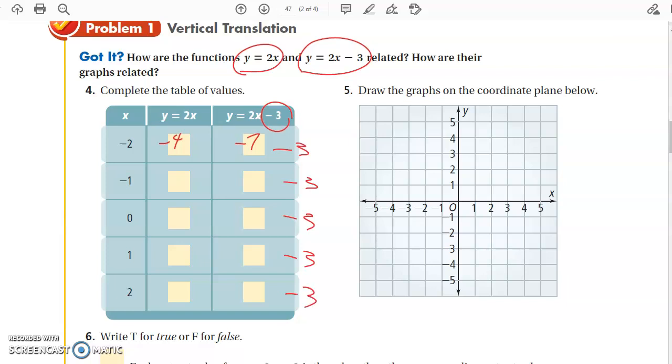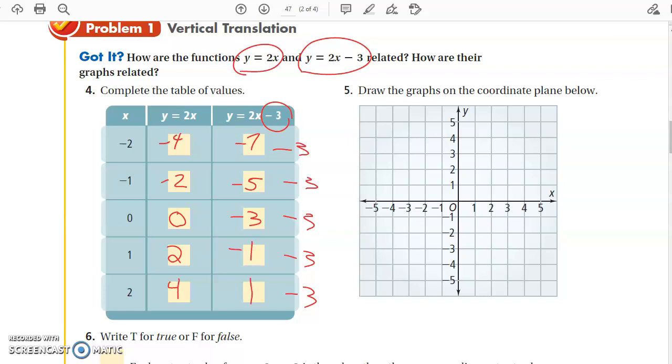So let's watch this. I'm going to fill this in for you. You can follow along and fill in at the same time. Those are my first answers, and we just subtract 3 from each of these. We're going to get negative 5, negative 3, negative 1, and 1.